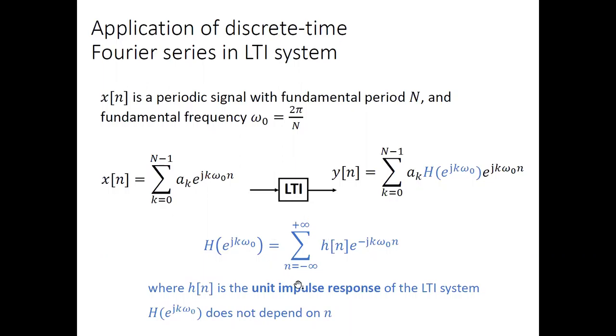So why does it need an infinite sum? Because if you look at this signal h of n, the unit impulse response signal, it may have different values for n ranging from minus infinity to plus infinity. So the purpose of using an infinite sum is that we don't want to lose any information associated with h of n.